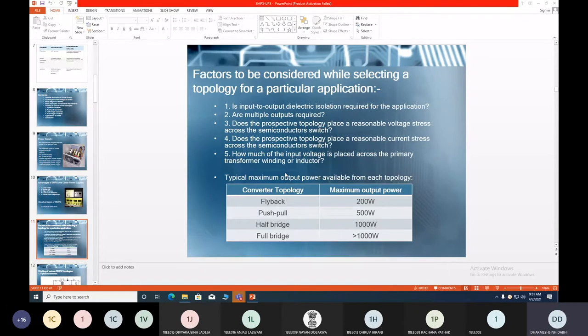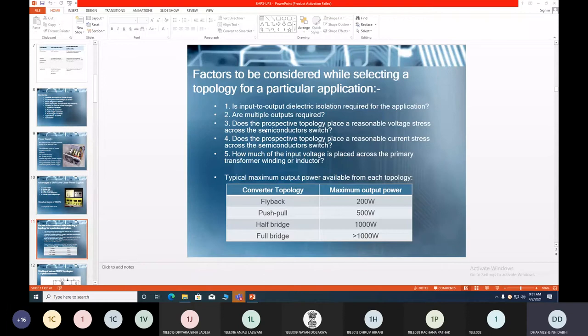Do you require multiple outputs or not? Because SMPS is also available with different multiple output voltage ratings. It may be available for 3 output DC voltages or maybe 1 output DC voltage. It means it gives 1 DC output voltage, or it may give 3 or 4 DC output voltages. So depending upon the requirement, you select the SMPS.